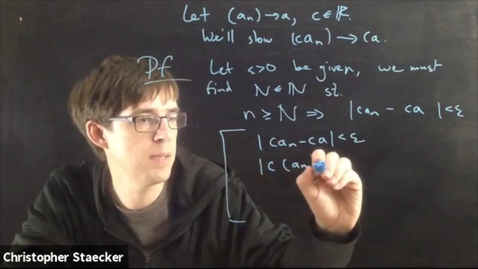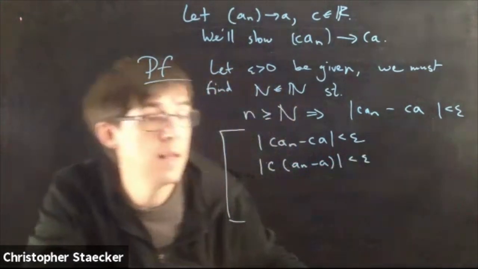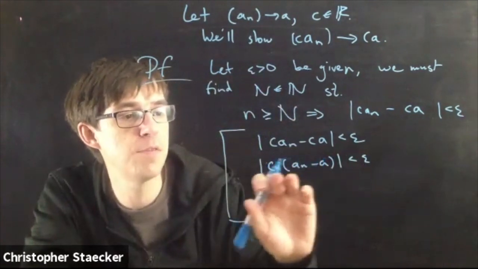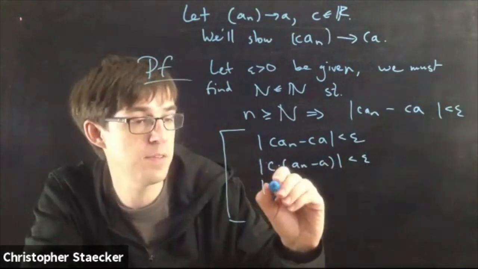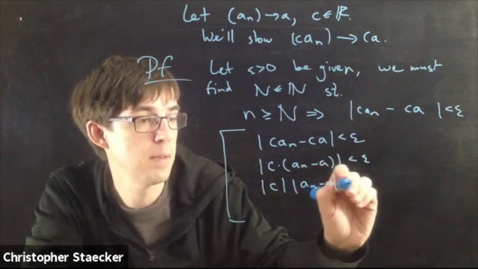C times AN minus A, right? Those are the same. And then we can use a rule of the absolute value. Here I have the absolute value of two things multiplied together. That's the same as multiplying the two absolute values. So this is absolute value C times absolute value AN minus A, less than epsilon.